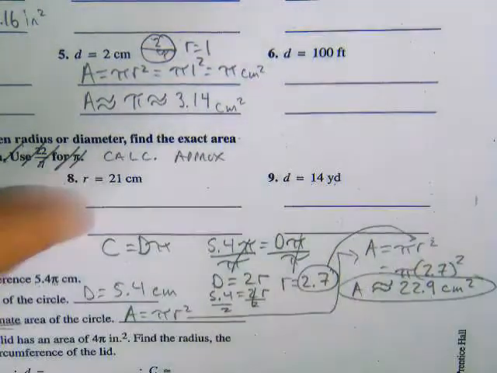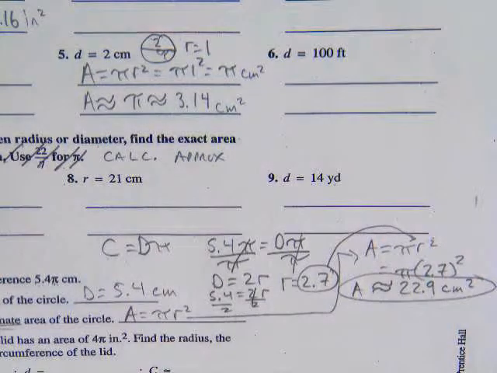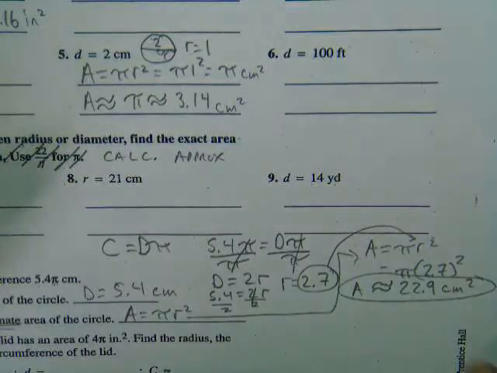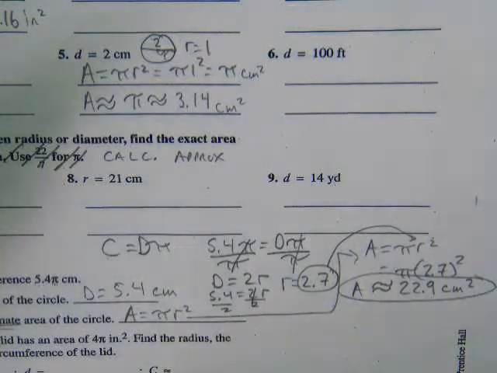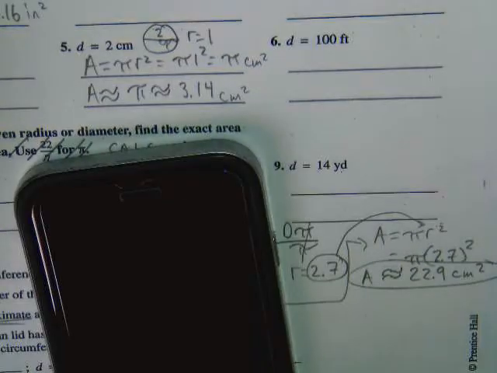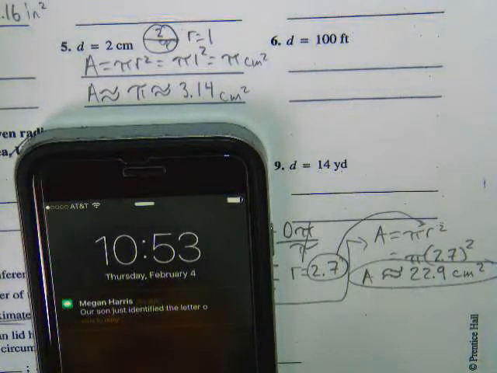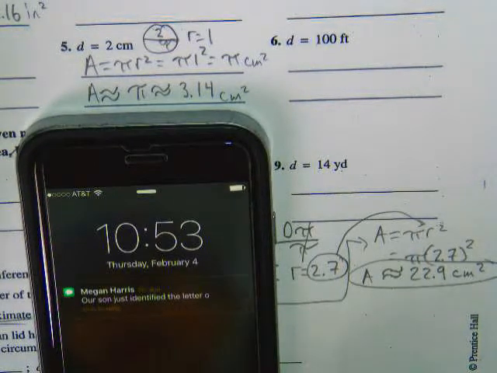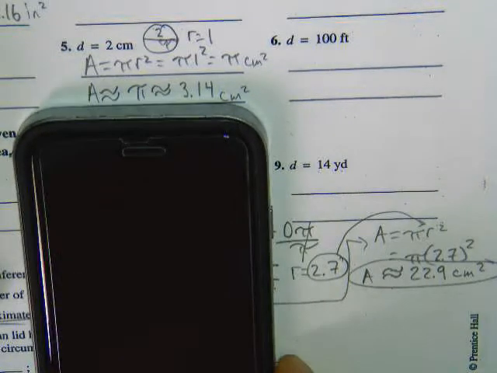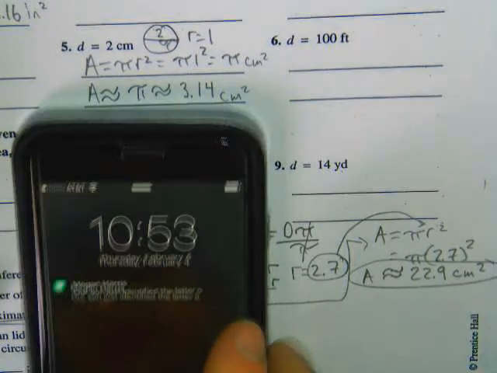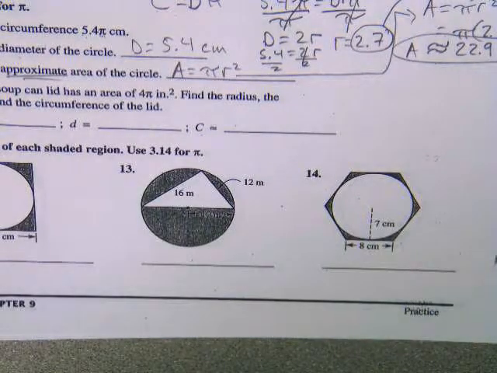Alright. Exciting news. This is live, and share this out. Our son just identified the letter O. Gonna keep you guys in the loop. Full transparency. Awesome. Alright. Good times. Pretty soon he's gonna be up here with you guys. Scary stuff. Exciting though. Alright.